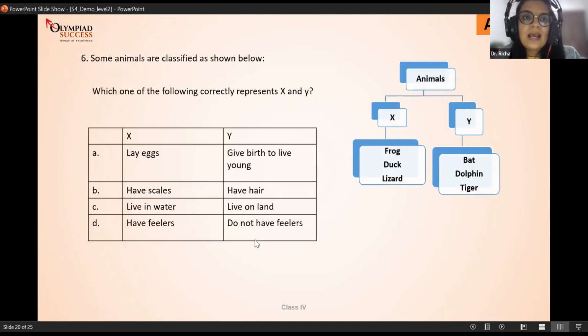And lastly, you have another question here. You have two types of animals, X and Y. Each one has three examples. If you have to classify them or tell one feature which fits all these animals, which will you pick? In X, you have frog, duck, and lizard. In Y, you have bat, dolphin, and tiger.